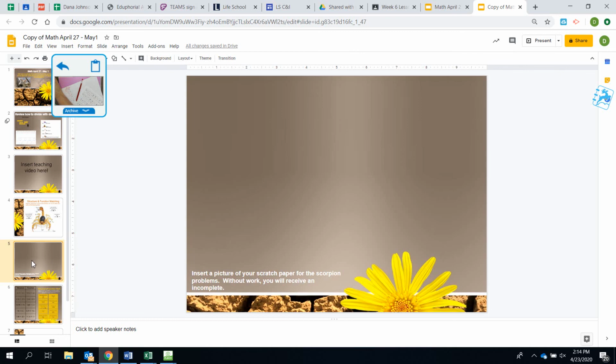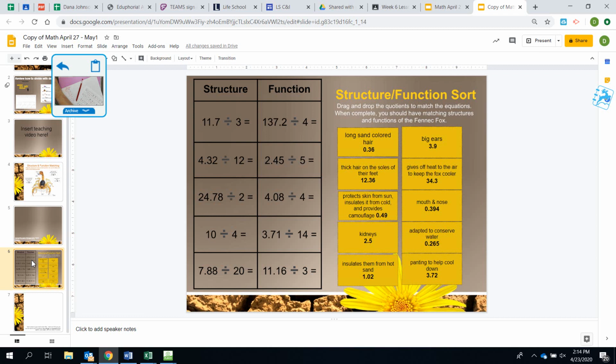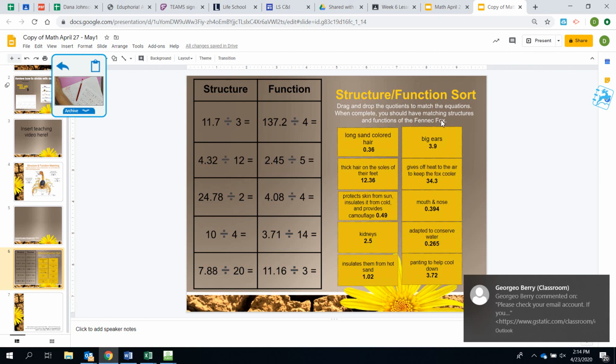Make sure you take a picture of your work and put it on that slide, and then the last slide has a few more, but I'm going to do a couple with you. So let's look at this. It says structure and function sort. Drag and drop the quotients to match the equations. When complete, you should have matching structures and functions of the fennec fox.